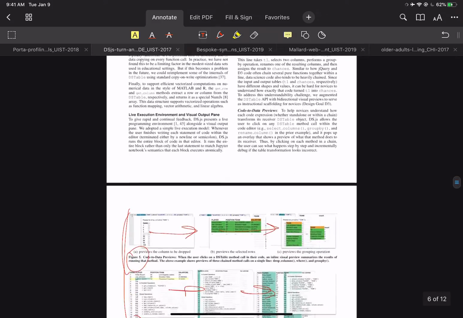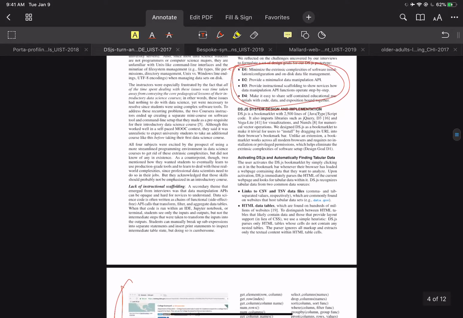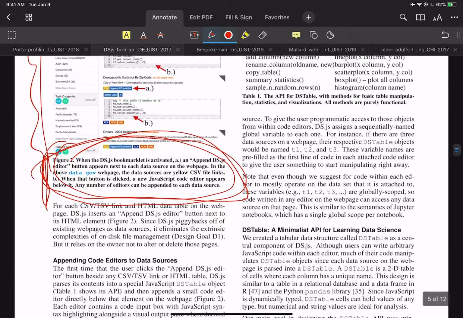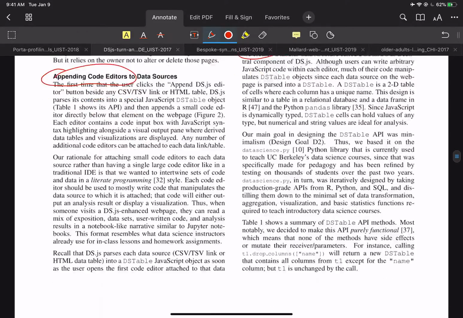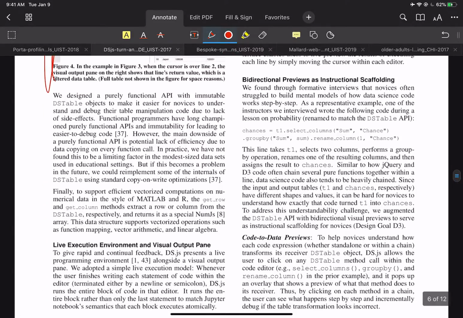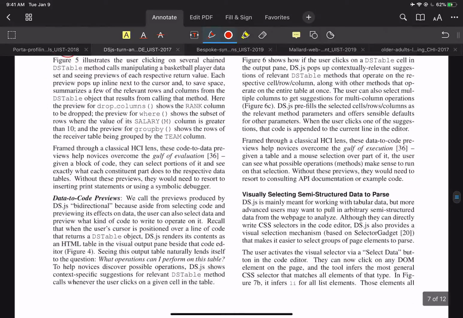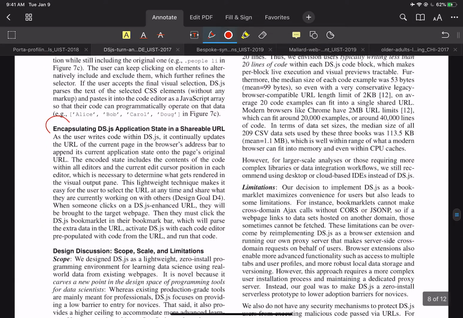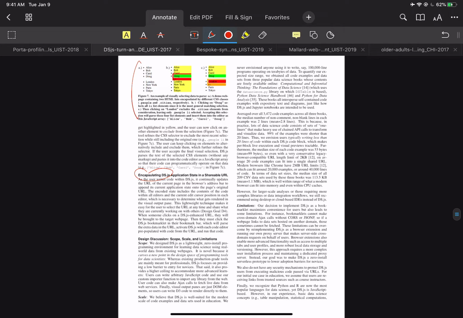Yeah, this is not written as explicitly, but it's pretty much the same idea of can you flow from the beginning to the end, right? I mean, this is actually the same idea, right? So activating DSJS, finding tabular data is step one. Step two is appending code editors. And then we're going to go into what this API is. And then live execution, we're running code, we're doing previews, and then selecting data to parse, and then sharing a URL and such. So that is pretty much for the systems description.